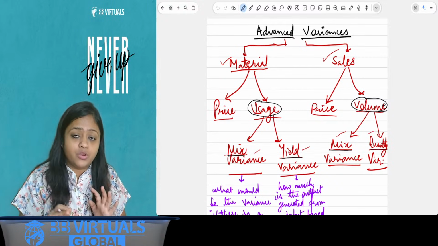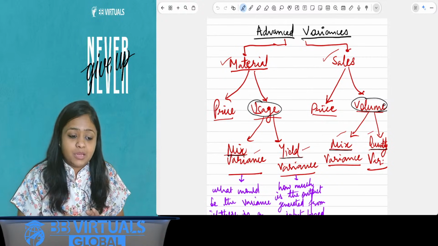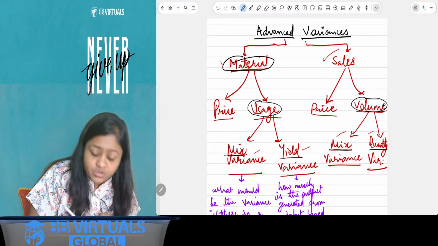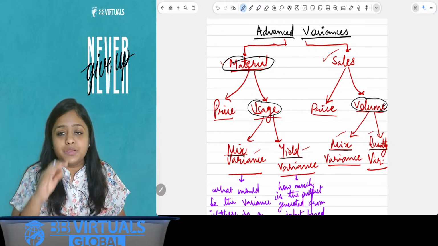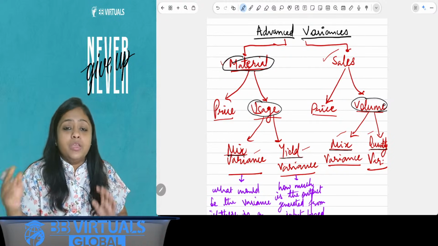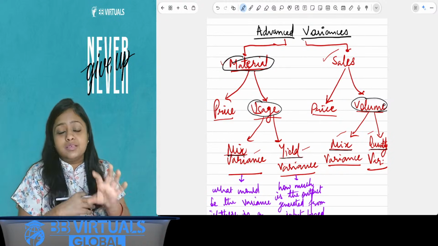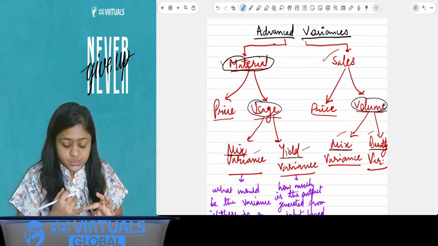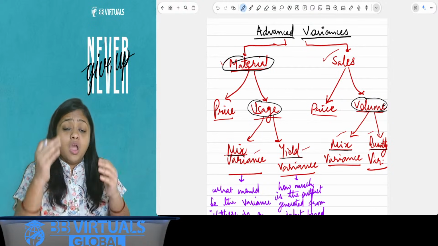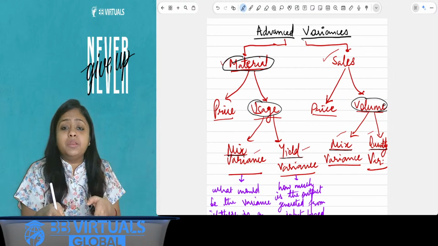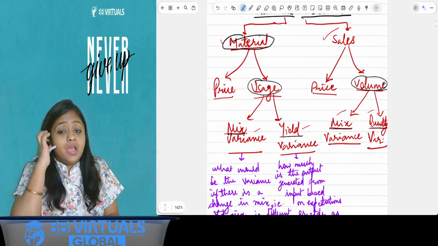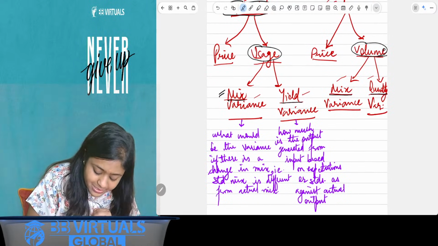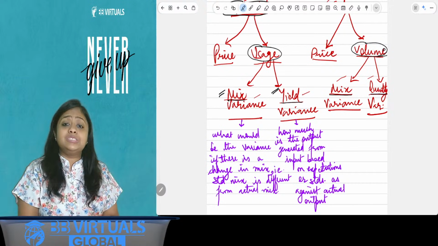Now let's just have a quick look here. When I take up advanced variances, the first one I'm taking up is material variances. The reason you call them advanced is because you're going deep dive into it. We know primarily material variances are the material price variance and the usage variance. Now, you are further going deeper into the usage variance only and categorizing it further into material mix variance and material yield variance.